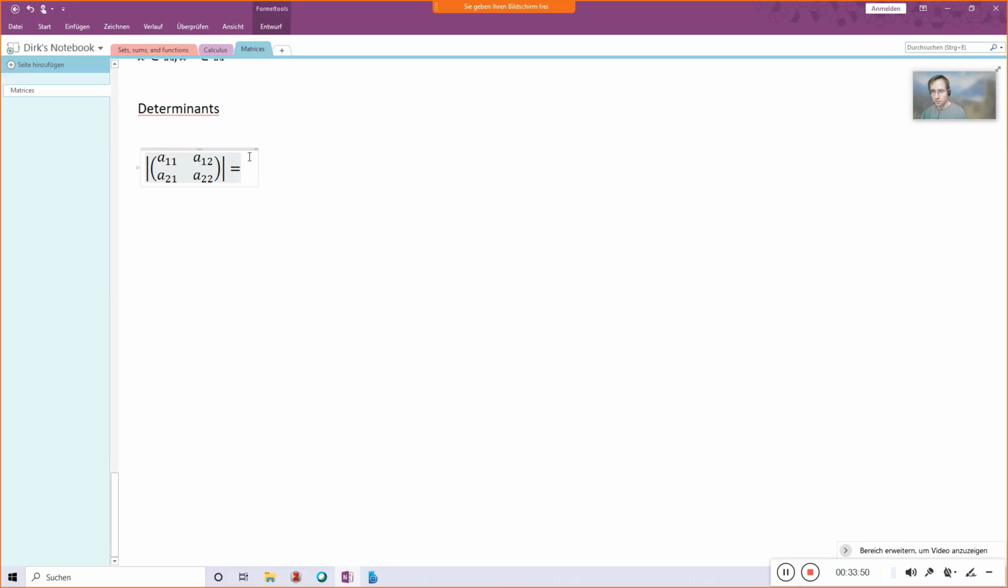What you get from this is A11 times A22 minus A12 A21, and then a basic check for whether a matrix is invertible is whether the determinant is 0 or not. So if it's not 0, then it's invertible, and if we would discuss eigenvectors, that would be something interesting.